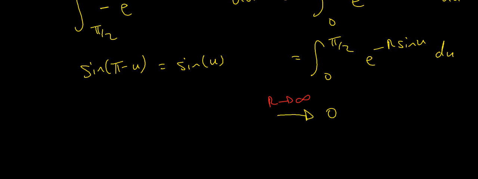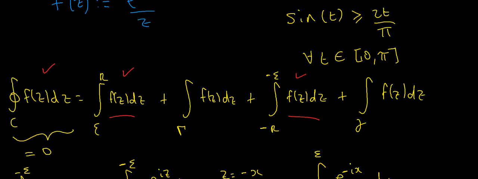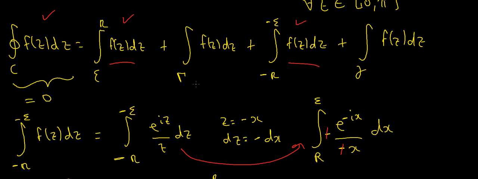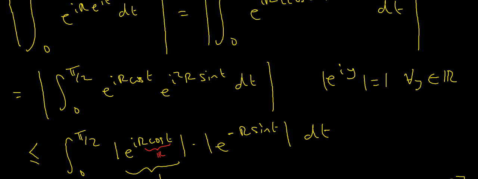Okay, so what does that tell us? That tells us that this whole integral goes to 0 as r goes to infinity. So it has no net contribution. So that takes care of this integral. We've now only got one integral remaining. So we've got to deal with this integral over little gamma of f of z dz.